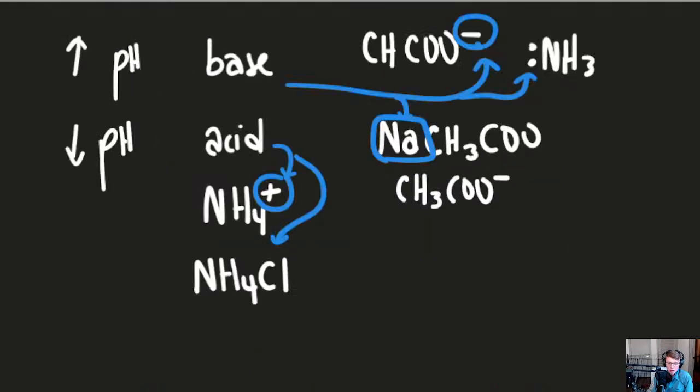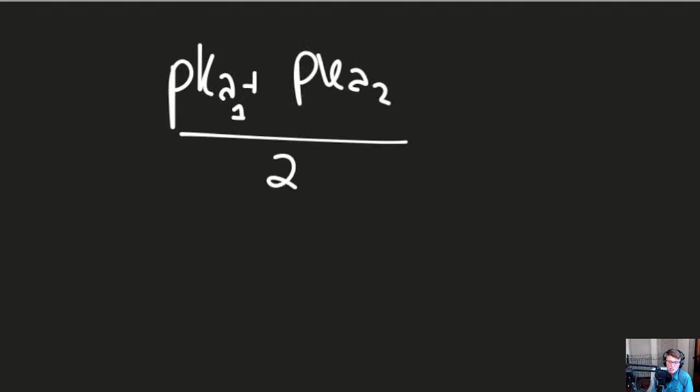Okay, and then there was a different concept that was asked, and this is, please show quick examples using the equation pI is equal to pKa1 plus pKa2 divided by 2. Okay, so first of all, let's just talk about what that is. So what is pKa1 plus pKa2 divided by 2 mathematically? Mathematically speaking, this is the average between 2 pKs.